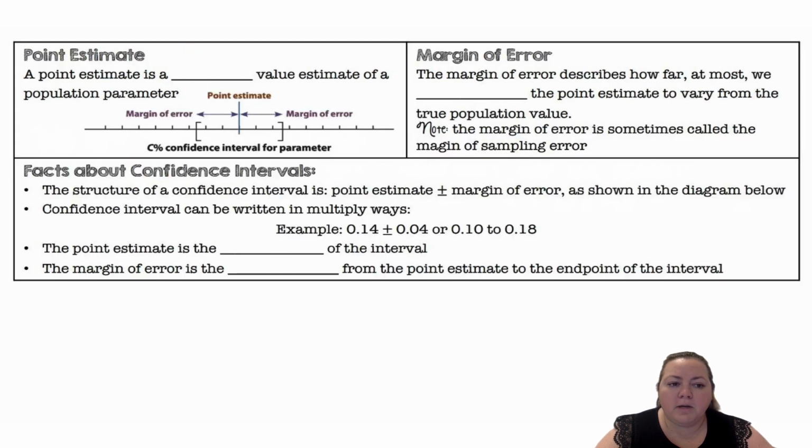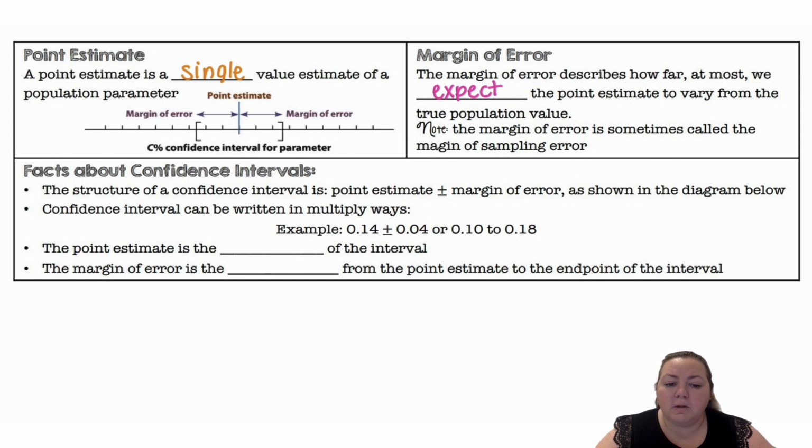All right, our point estimate. A point estimate is a single value estimate of a population parameter. The margin of error describes how far at most we expect the point estimate to vary from the true population value. The margin of error is sometimes called the margin of sampling error. Facts about confidence intervals: the structure of a confidence interval is point estimate plus or minus margin of error, as shown in the diagram above.